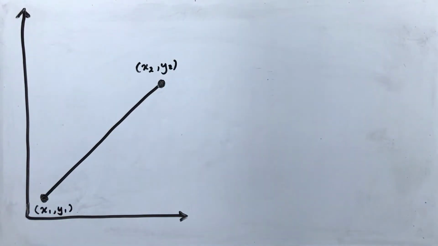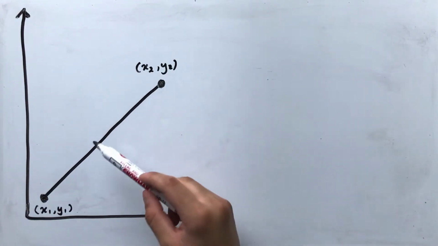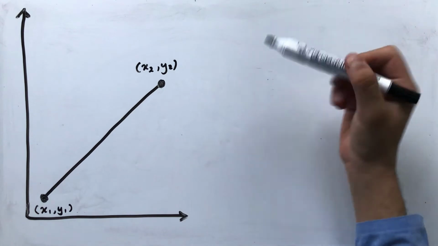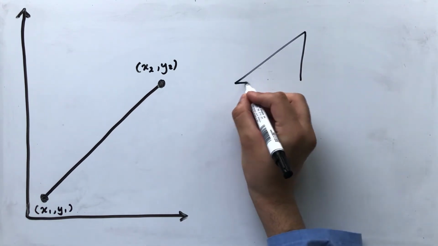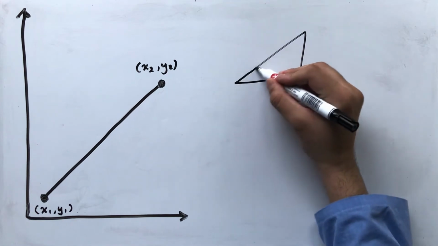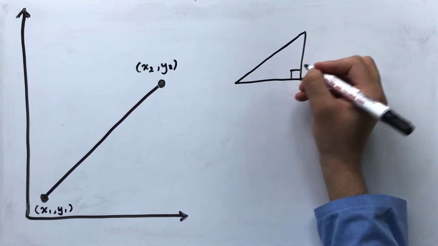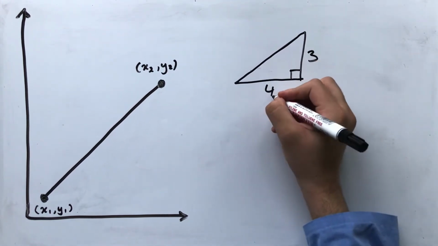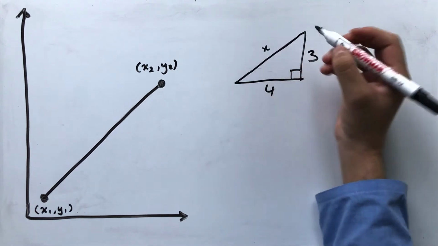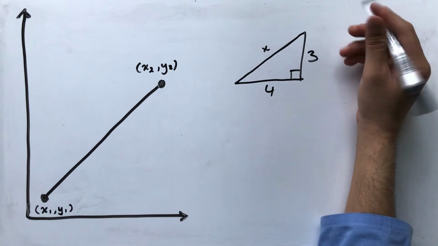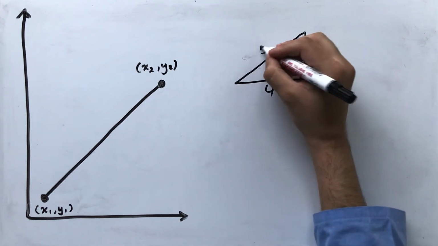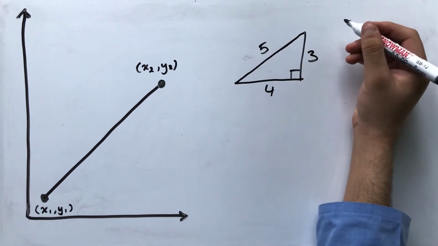So before I show you how to find the length of this line, I want to take you back to this famous triangle. It's a simple right angle triangle with side lengths of 3, 4, and unknown. Now we all know how to find the length of this side, right? We just use Pythagoras' theorem, and many of you will be aware that this length is actually 5.